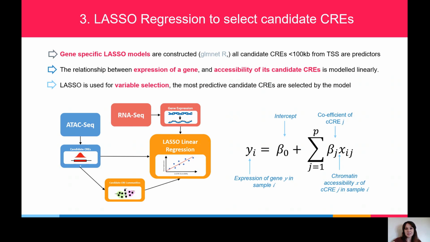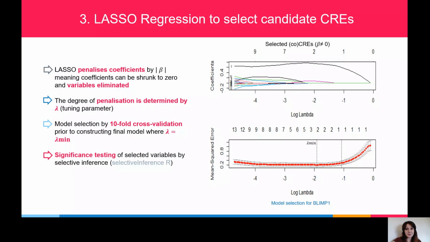Here we model the relationship between chromatin accessibility and gene expression, where gene expression is the response variable Y and chromatin accessibilities for each candidate are the predictor variables X. LASSO is a form of penalized regression, which is able to shrink the coefficients of predictor variables down to 0.